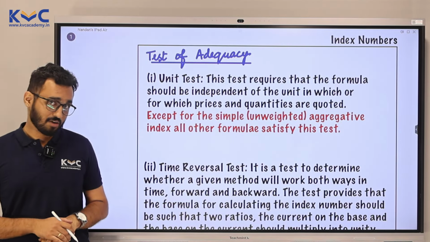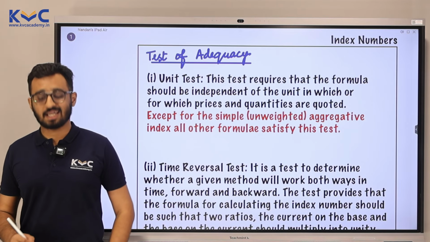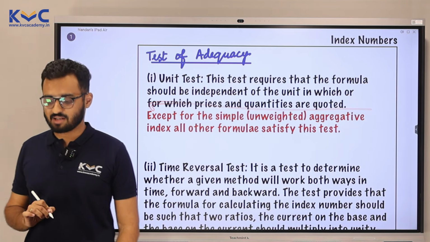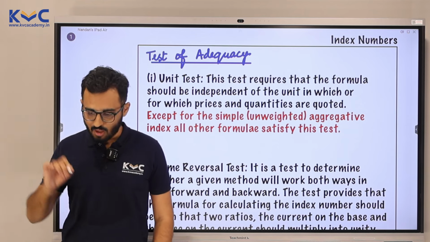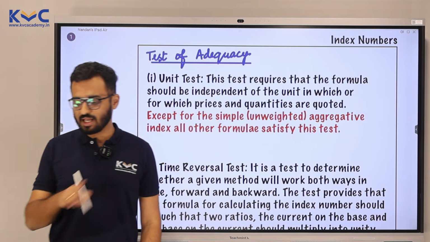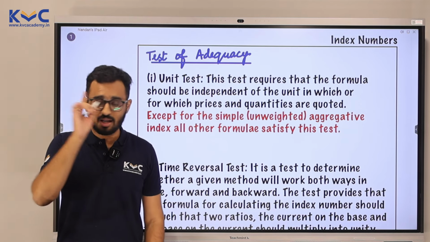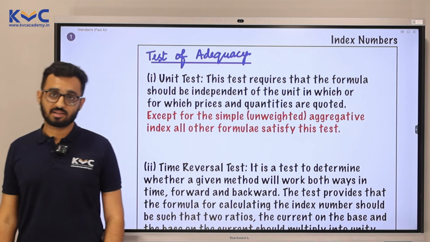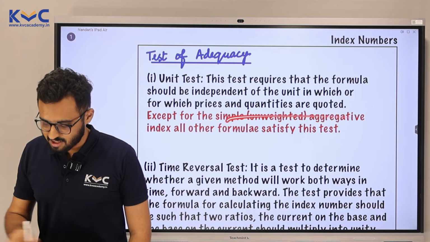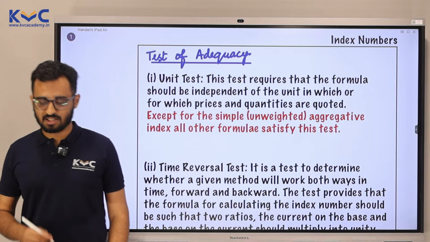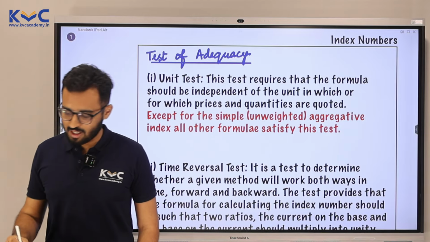The first one is the unit test. That means this test requires that the formula should be independent of the unit in which prices and quantities are quoted. Except for the simple aggregative index, all other formulas satisfy this test. Wonderful, right? Except this one, every other formula satisfies. Let me give you an example and explain.